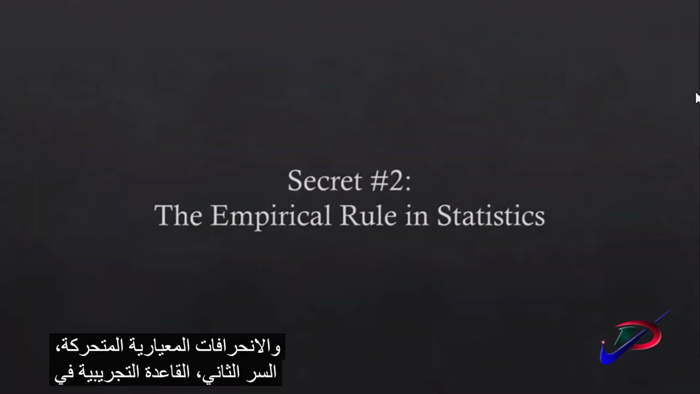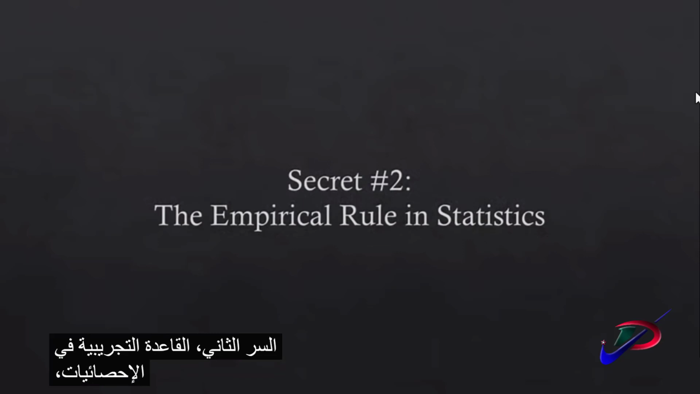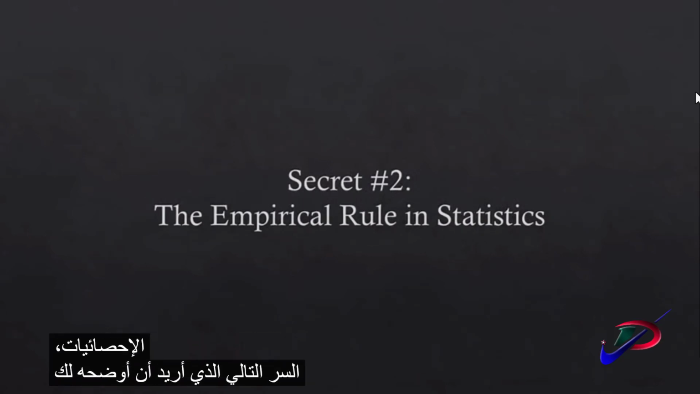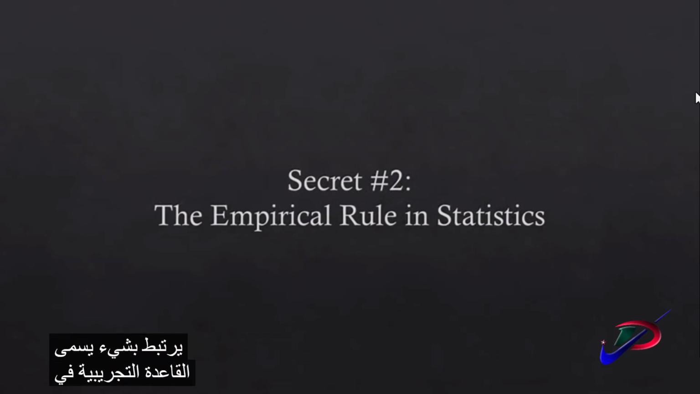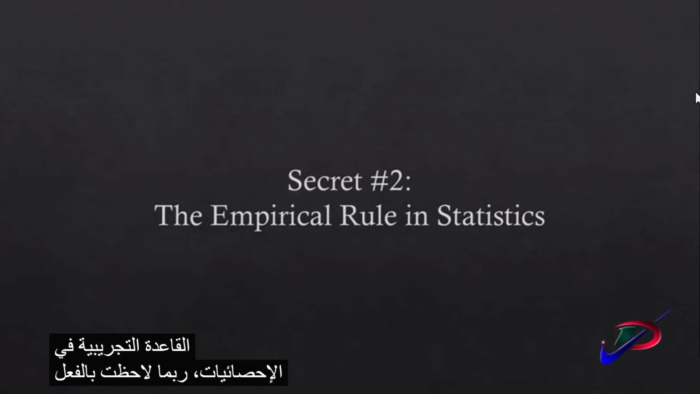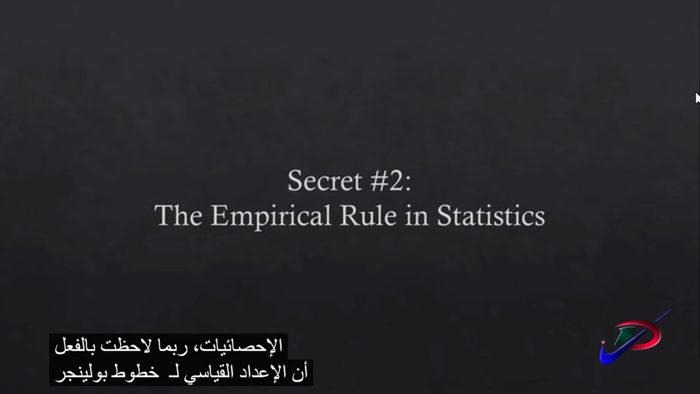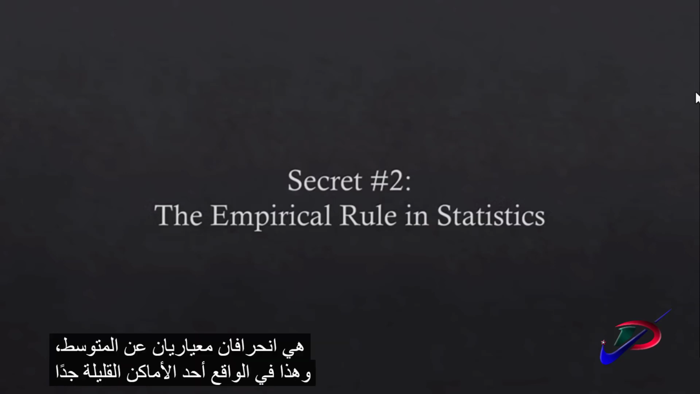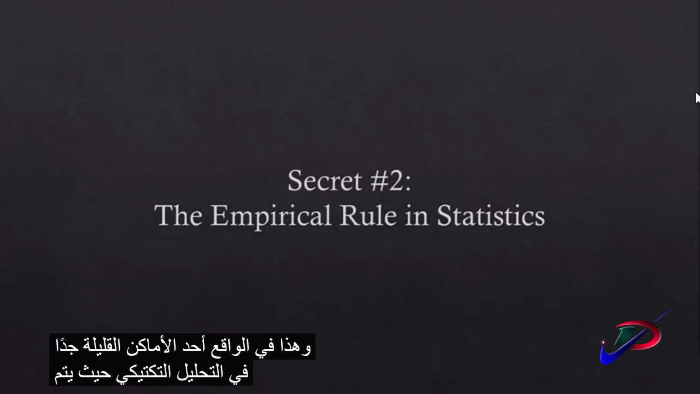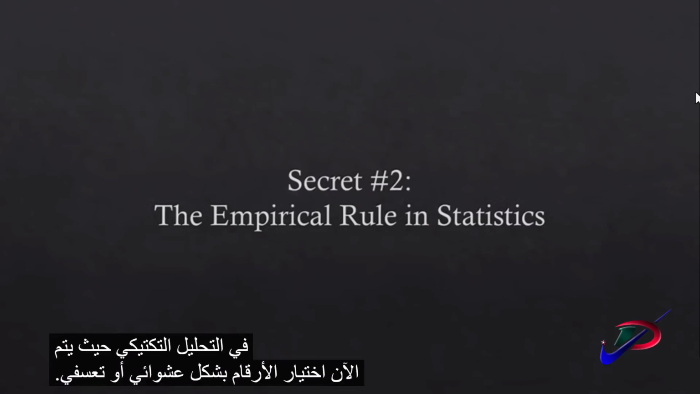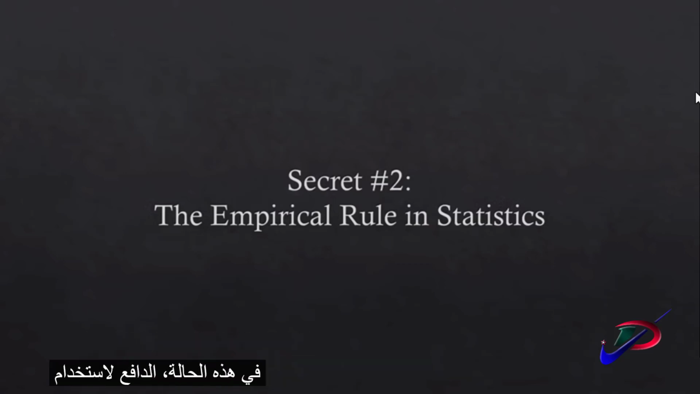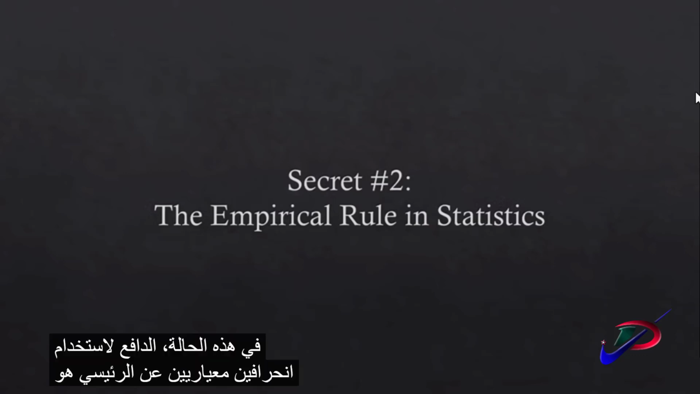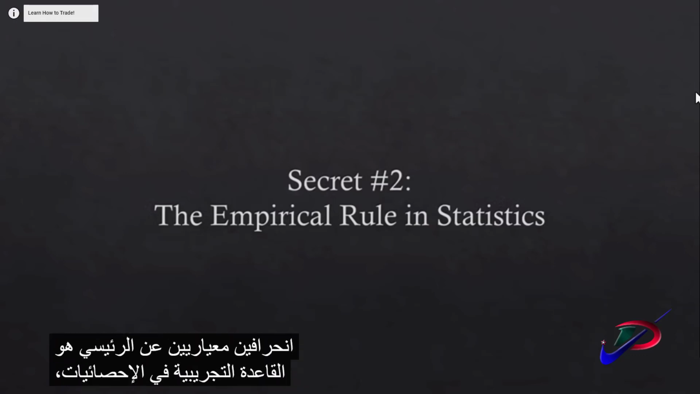Secret number 2. The empirical rule in statistics. The next secret I want to show you is related to something called the empirical rule in statistics. You probably already noticed that the standard setting for Bollinger Bands is 2 standard deviations from the mean. That's actually one of the very few places in technical analysis where numbers are not randomly or arbitrarily chosen. In this case, the motivation for using 2 standard deviations from the mean is the empirical rule in statistics.